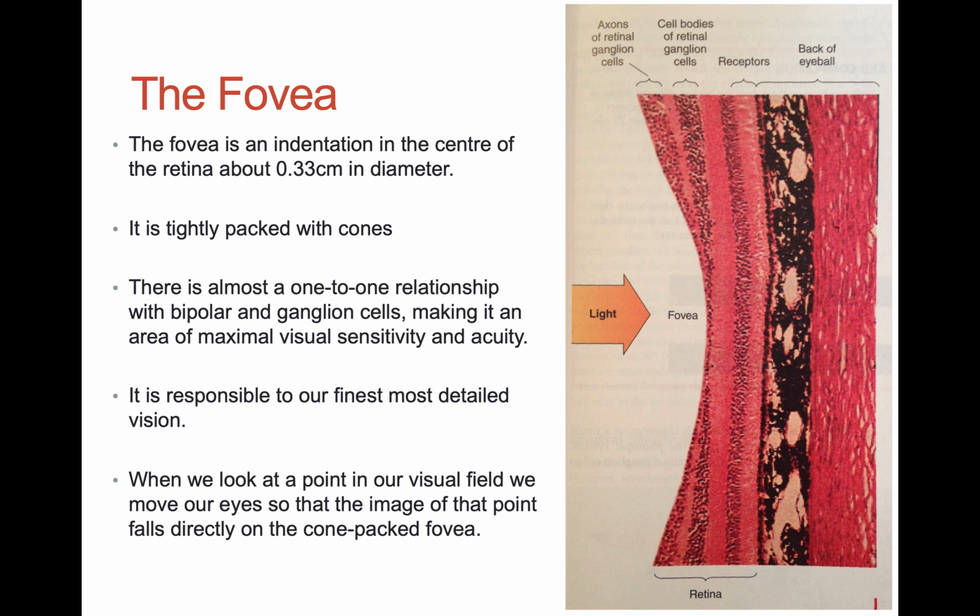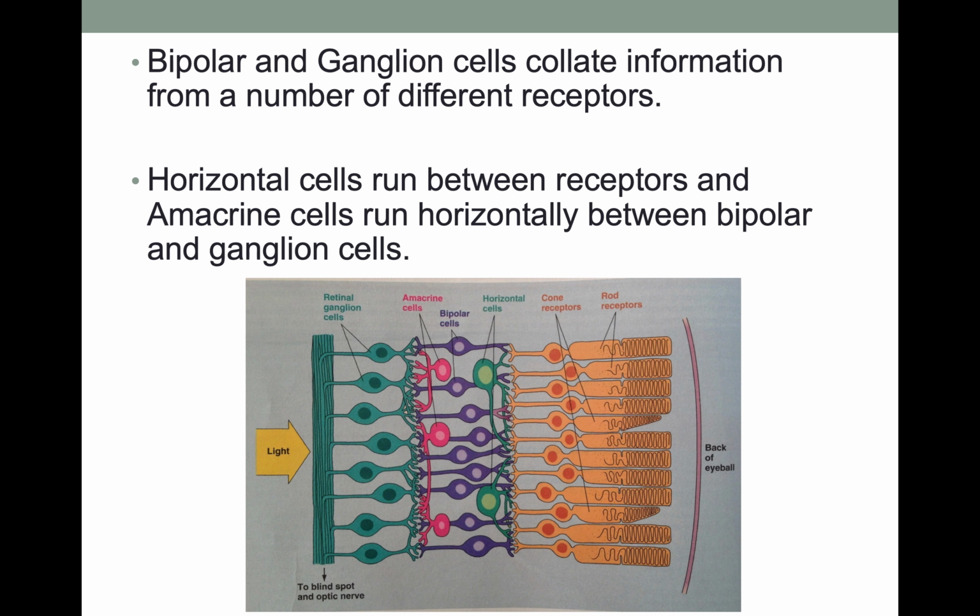When we look at a point in our visual field, we move our eyes so that the image of that point falls directly on the cone-packed fovea. Now, bipolar and ganglion cells collate information from a number of different receptors. Horizontal cells run between receptors, and amacrine cells run horizontally between bipolar and ganglion cells and help to integrate information. The axons of the retinal ganglion cells are what combine together to form the optic nerve, which sends all the visual information to the brain.